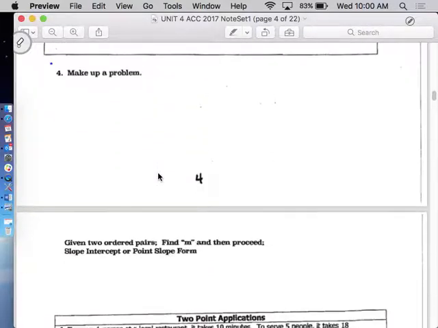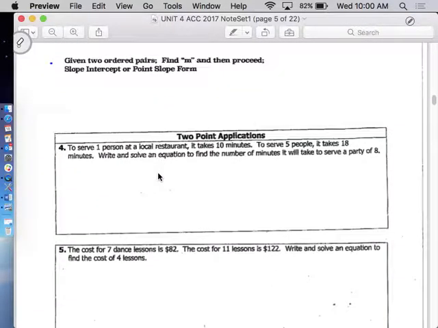And here I equate this problem set to being given 2 points. So it's like you're given two XY ordered pairs. So here, using number 4, to serve one person at a restaurant, it takes 10 minutes. To serve 5 people, it takes 18 minutes. Write and solve a linear equation to determine the number of minutes it will take to serve 8 people in the party. So I'm going to think of X as being persons, and then Y is going to represent minutes to serve.